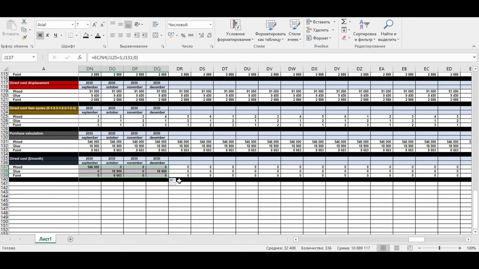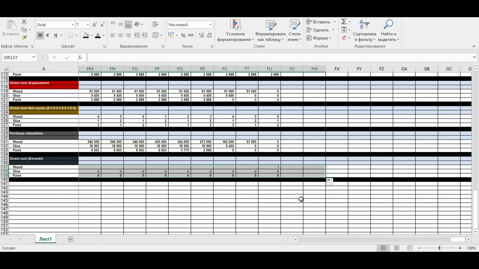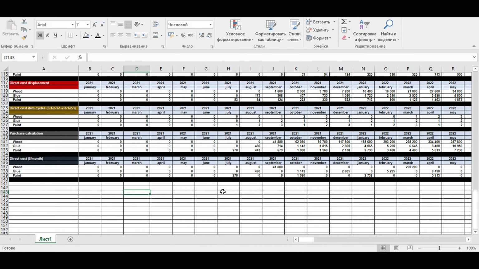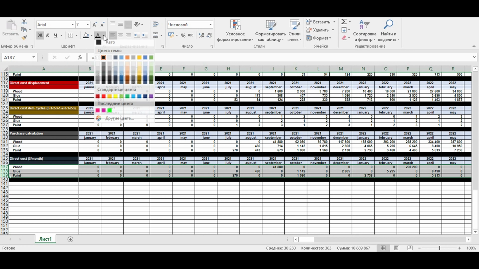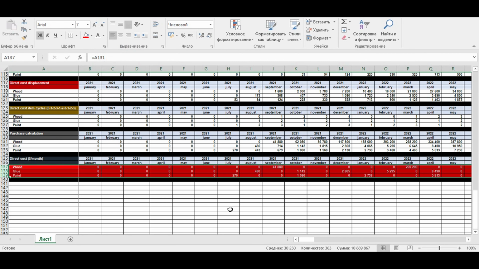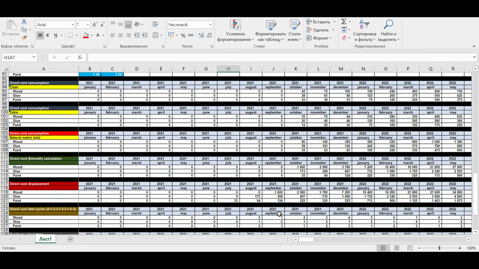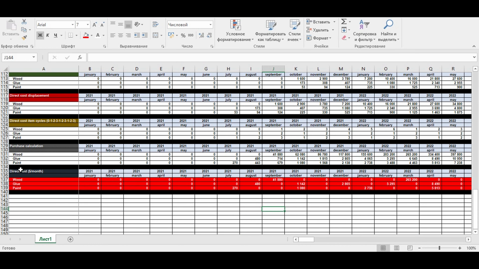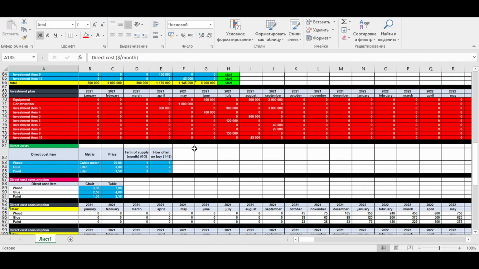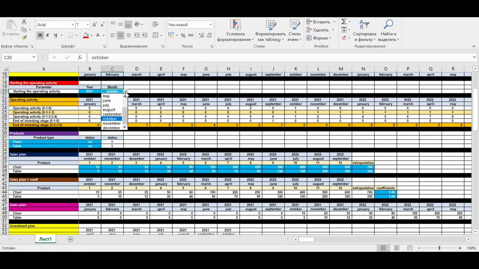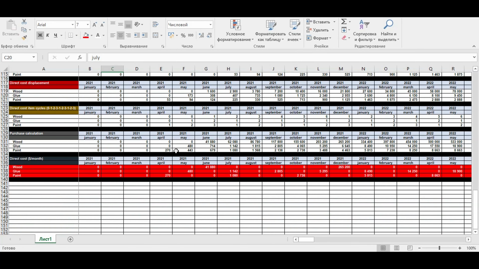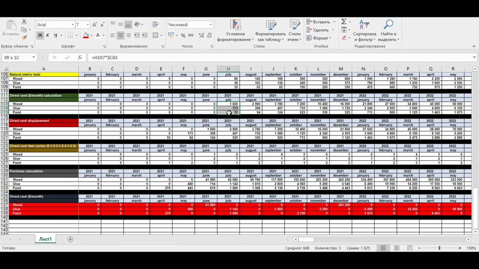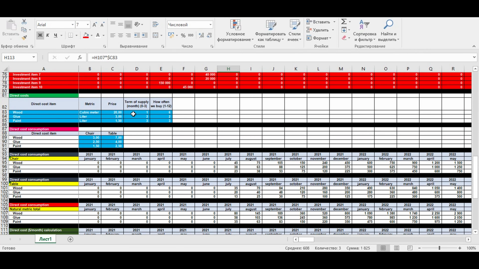Now we can chop the timeline. We don't need it anymore. And these are the direct costs, which will go later to the cash flow statement. So what is interesting? Now we have automatic direct costs. For example, we start operating activity. Okay, let it be in July. This is the start, but for example, let's do this. We'll buy that each month.